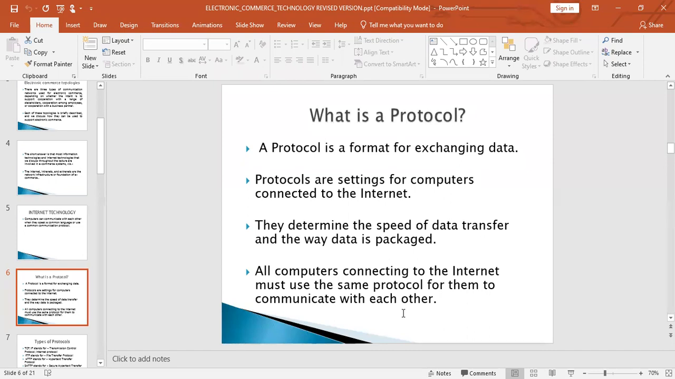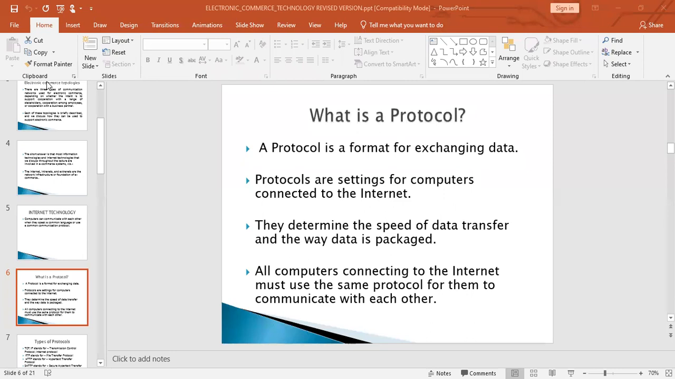Now, these protocols are themselves the settings for computers connected to the internet. So you see that without the protocols, there's no way the internet can function. And these protocols also determine the speed of data transfer and the way data is packaged. So without protocols, there will be no speed, and the data will not be packaged in such a way that it will move from the sender's computer to the recipient's computer.